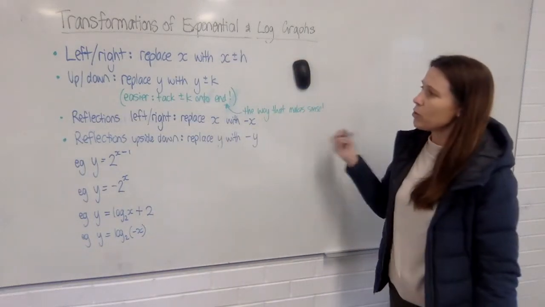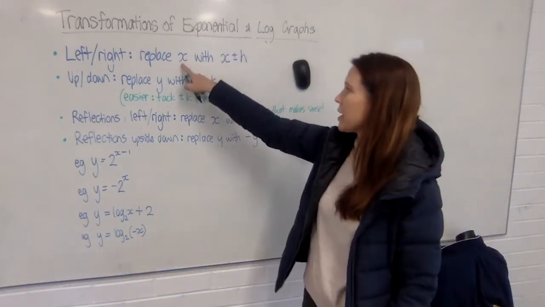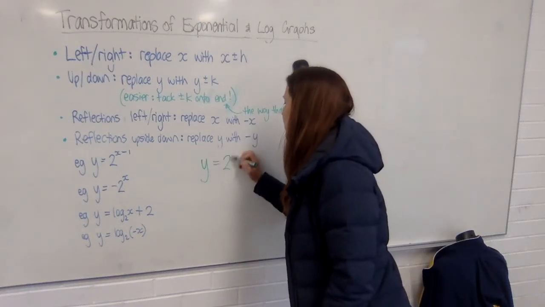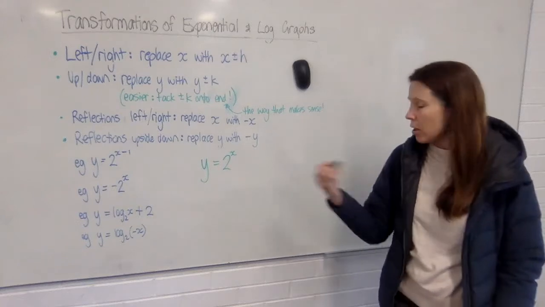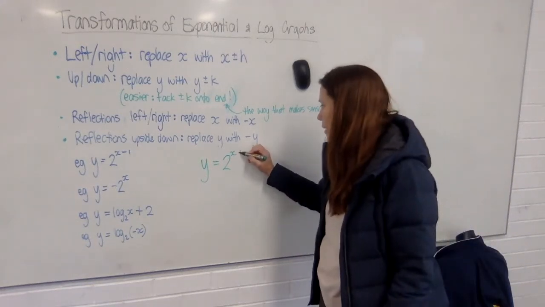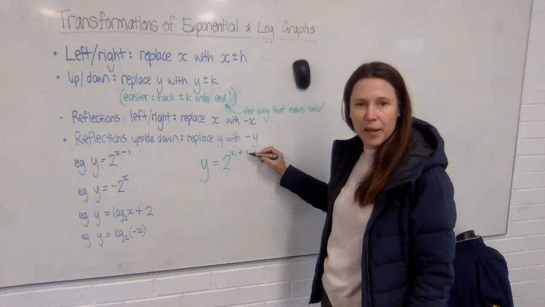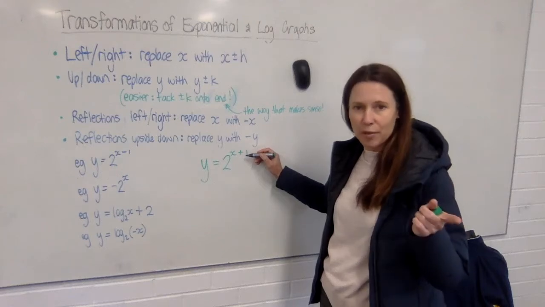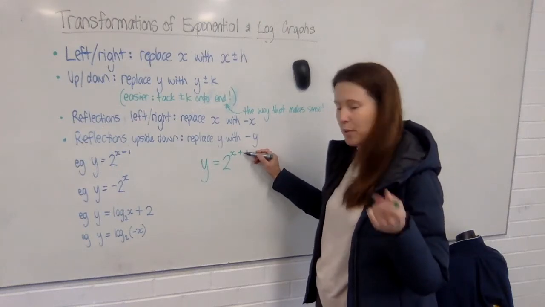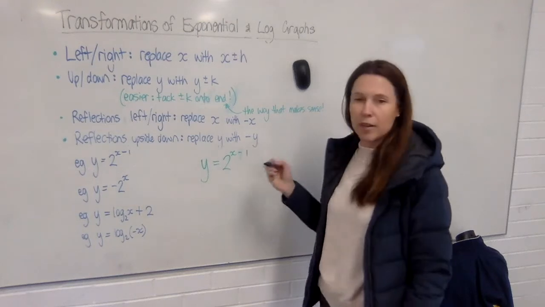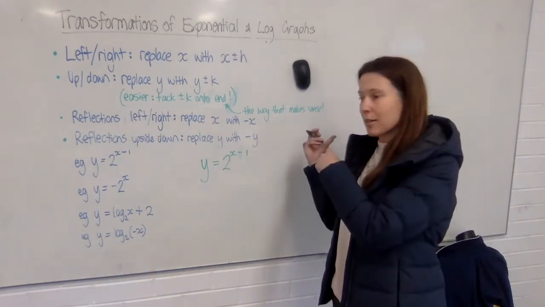Now, there's basic rules. To move it left to right, just replace the x with x plus or minus something. So if you know what a basic exponential graph looks like, look at what the x is doing. It's sitting in the index. If you put a +1 up here, it shifts your basic exponential graph 1 unit to the left. Remember, it's the opposite way that you might think. And if you had a -1 there, it would move your graph 1 unit to the right.